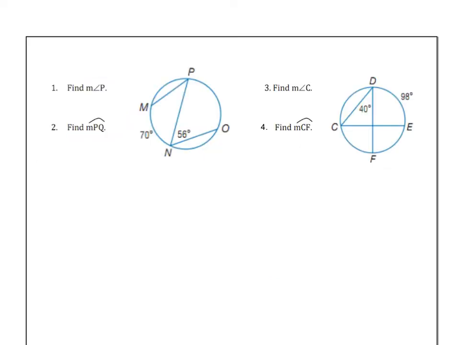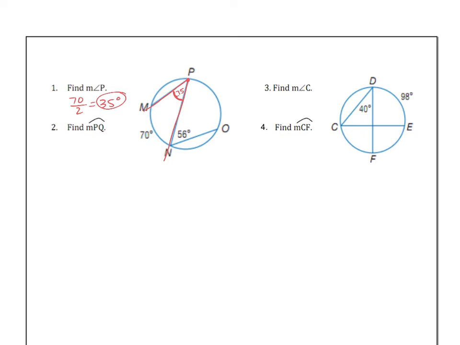Let's try a couple. Number 1, we want to find the measure of angle P. So the measure of angle P, we want to figure out how big that is. Well, notice it's an inscribed angle. Its vertex is right on the circle, and it opens up to an arc that is 70 degrees. The intercepted arc is 70. So because it's right on the circle, we're going to divide it in half. So 70 divided by 2 is 35. So angle P would be 35 degrees.